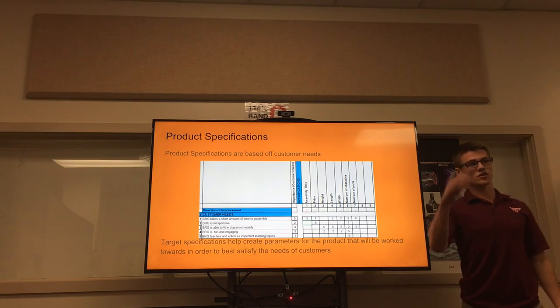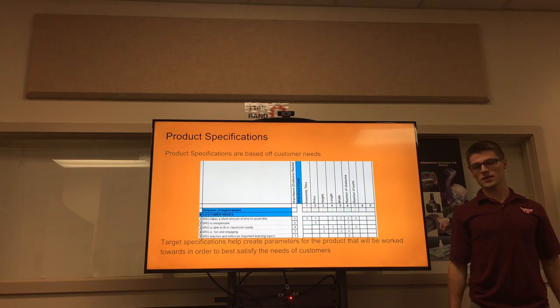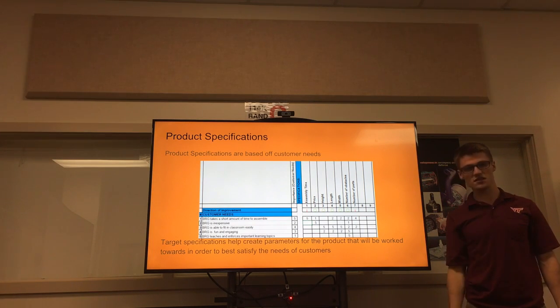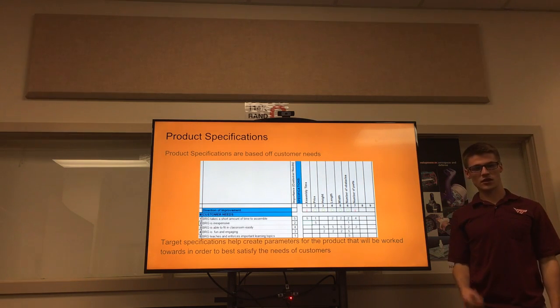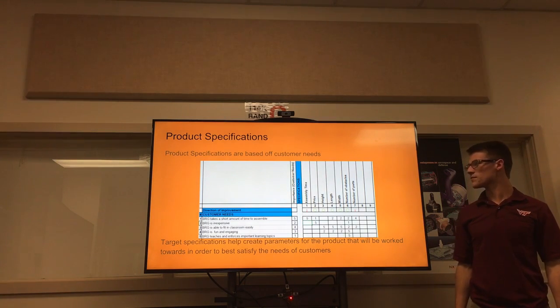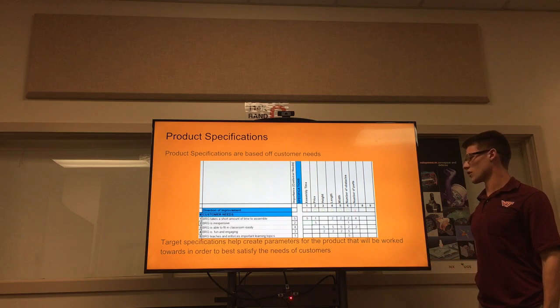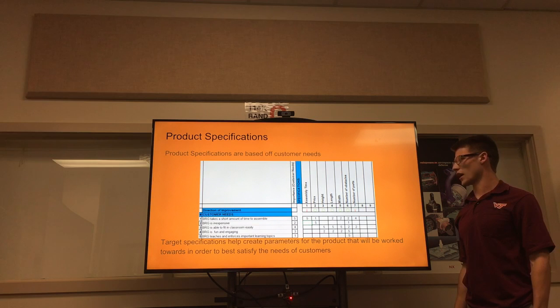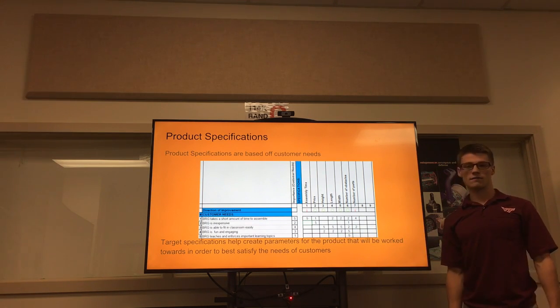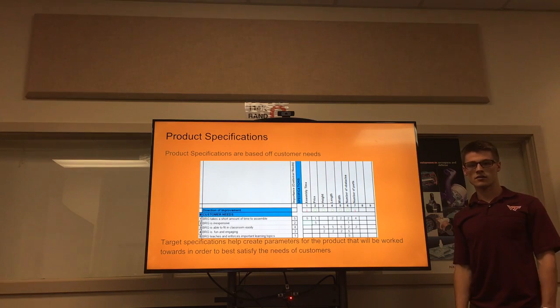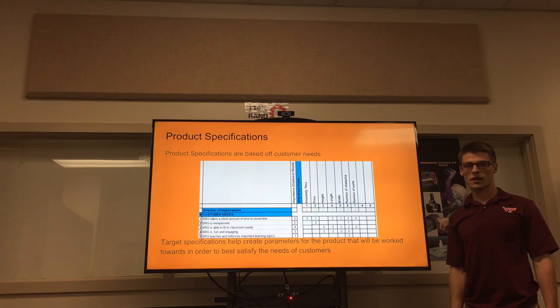For product specifications, we established our product specifications based off our customer needs, which allows us to have specifications and parameters for the project that will most satisfy the customer. This is a screenshot of part of our QFD. It shows the relation of customer needs to product specifications, which is in this section here. 5 means that they are very closely related, whereas a 1 would mean they are not very closely related, and no number at all means they're not related whatsoever.